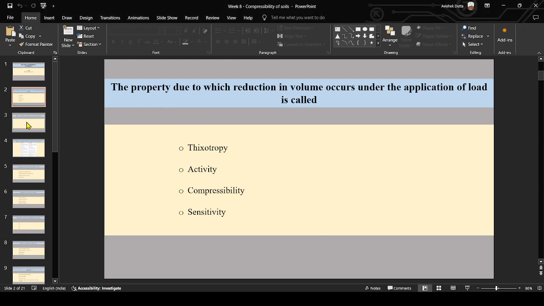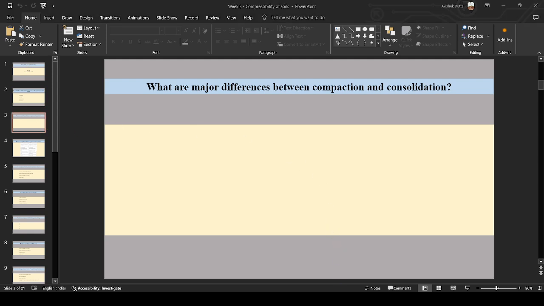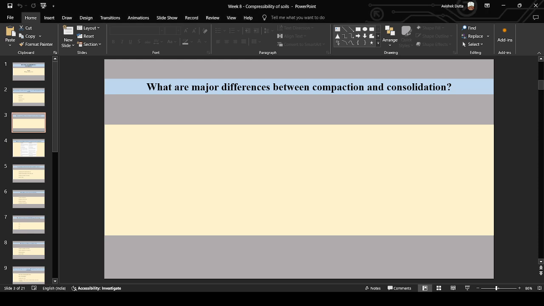Next question. What are the major differences between compaction and consolidation? This is basically a very theoretical type of question, but it is very important because compaction and consolidation have similar methodologies and similar outcomes, but the specificities, the techniques, and the overall procedure and outcomes of the two processes are entirely different. Though there is similarity, there are also differences, and those differences are very significant.